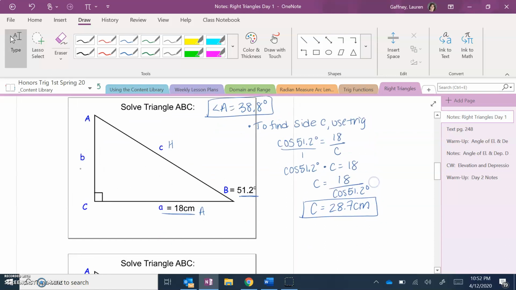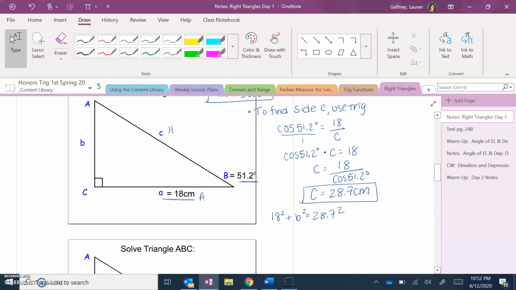Now, to find B, you could do another trig function, or you could just do the Pythagorean theorem because you have a right triangle. So A squared, 18 squared, plus B squared equals C squared, which is 28.7 squared. Once again, you can punch that in your calculator, and I got, to one decimal place, 22.4. So I have all the sides and all the angles.